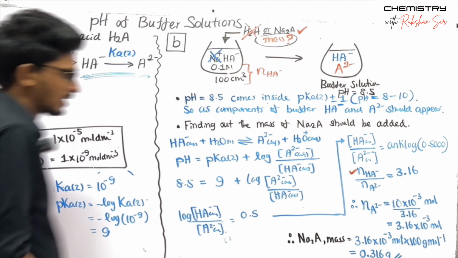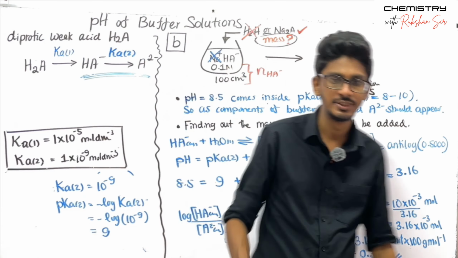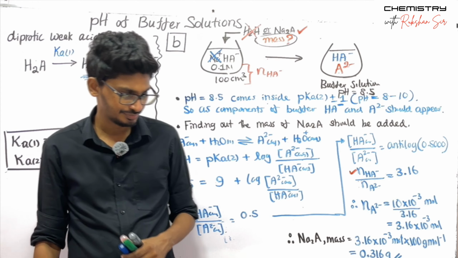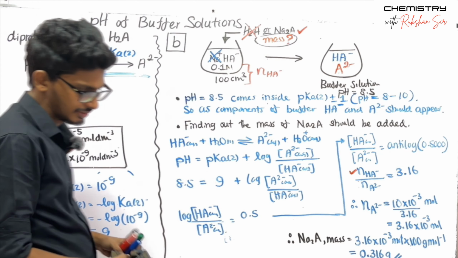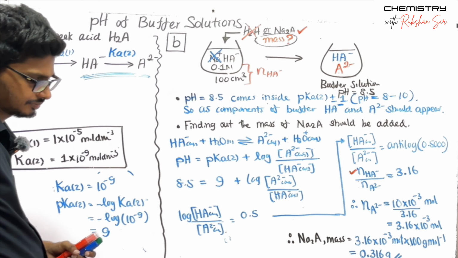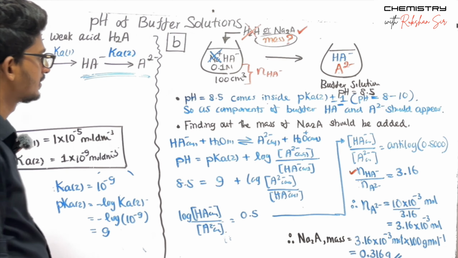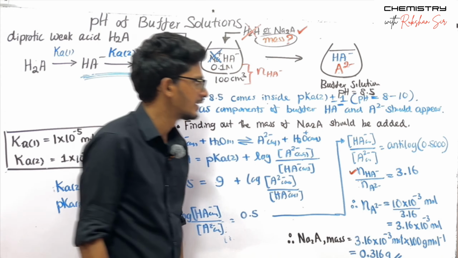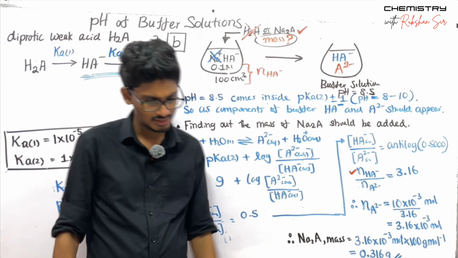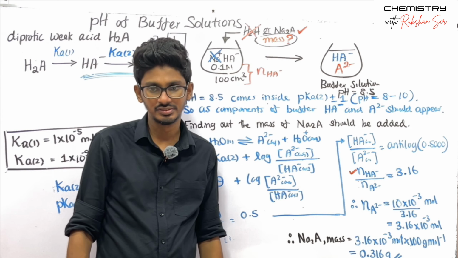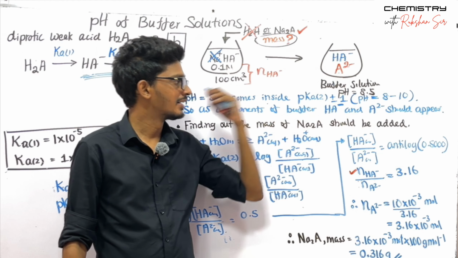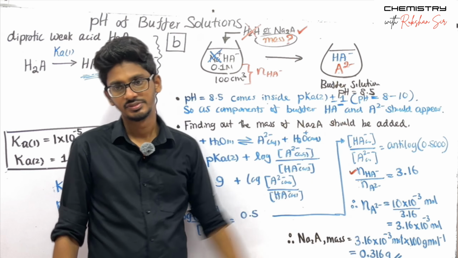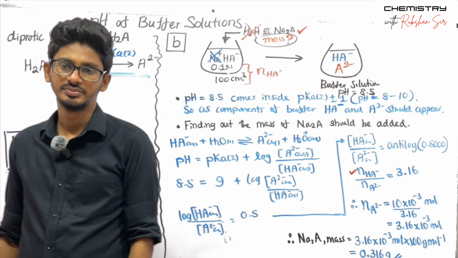Right now. So let's try to do the last calculation there with the page number 25. So what they are saying is, now you had prepared this buffer solution. So now they have added some HCl to this buffer solution, and they are asking for the final pH of the solution.